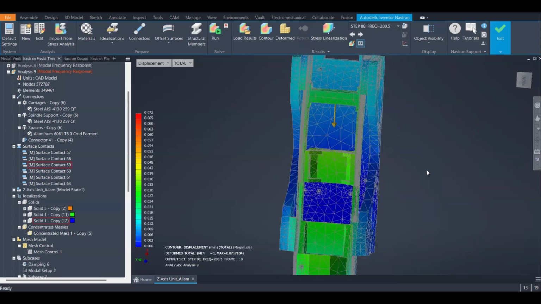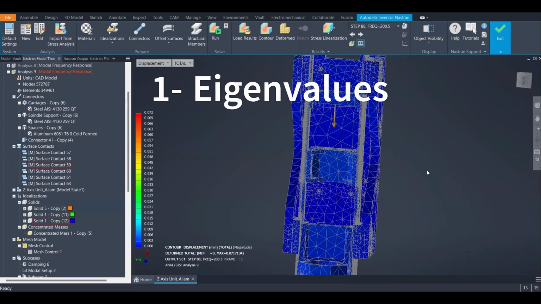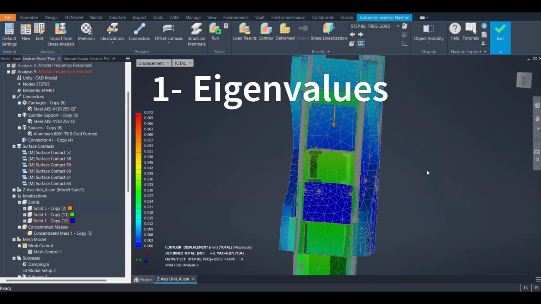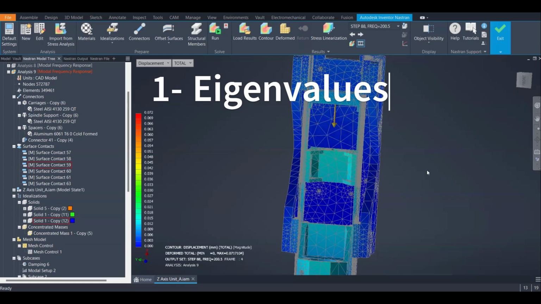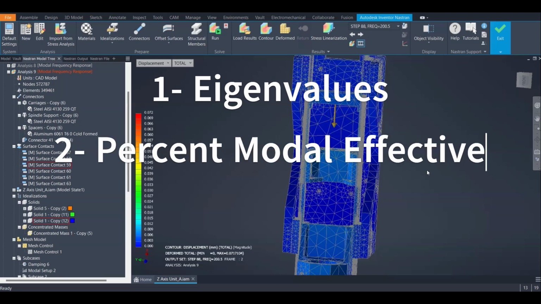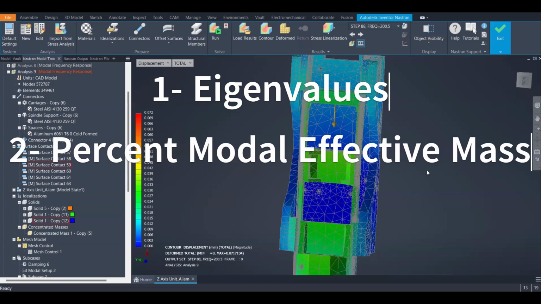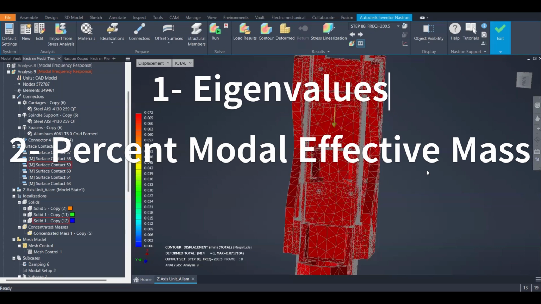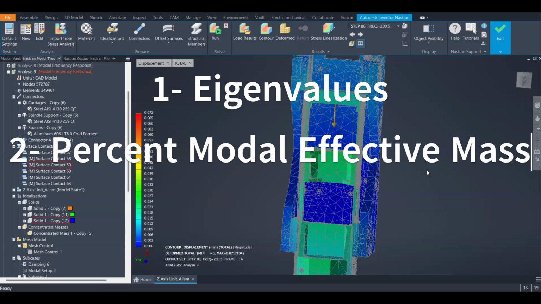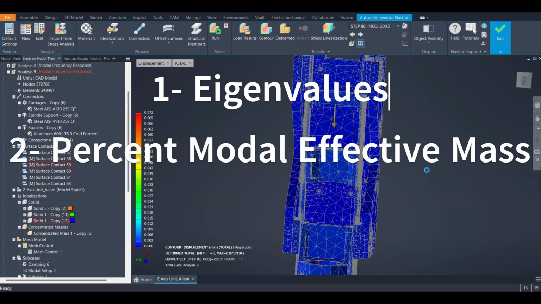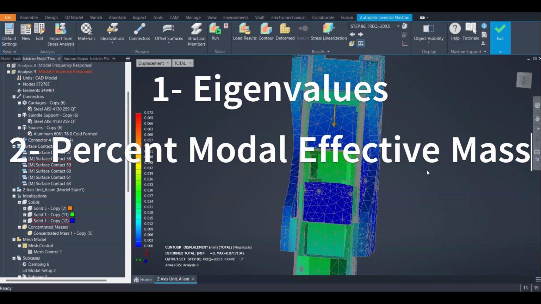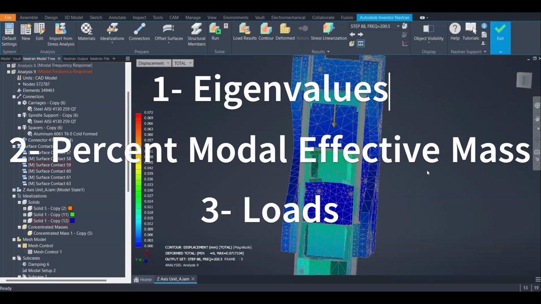First, the natural frequency eigenvalues that are going to give us an idea of the range of frequencies that we need to evaluate. Second is to check the percent modal effective mass from our normal modes analysis to make sure that we are capturing all the frequencies that we want and the frequencies that are important for our system. And if you need to know from where to take a look at that, you can see this video above in here. And number three, you need at least one load.